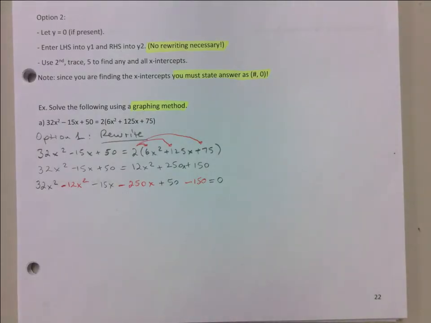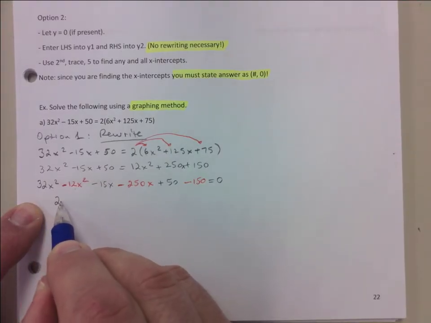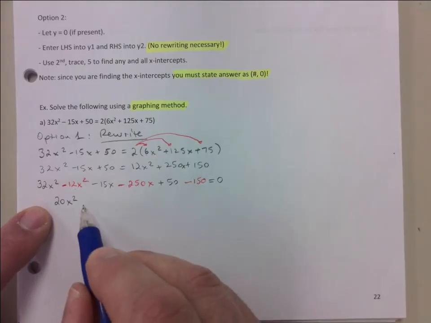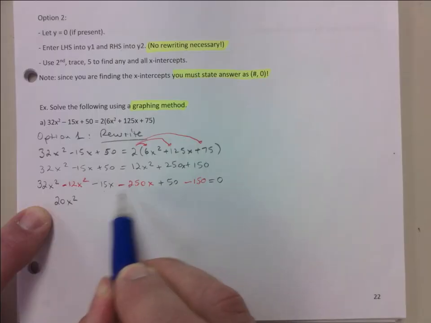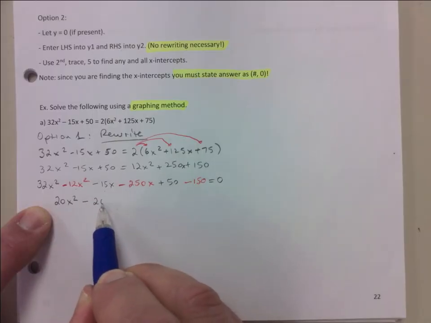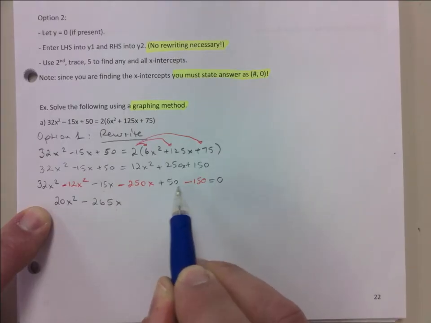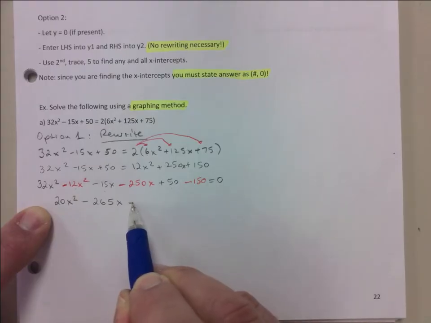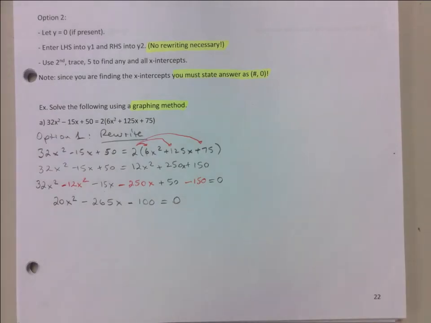Now I combine my like terms. 32 minus 12 is 20x squared, positive. Negative 15 and negative 250 would be negative 265x. Plus 50 minus 150 is negative 100, equal to 0. So don't use your quadratic formula. You could if you wanted to, but right now we're doing graphing.